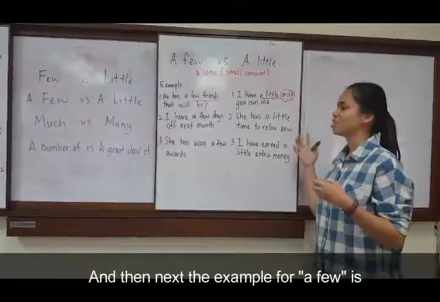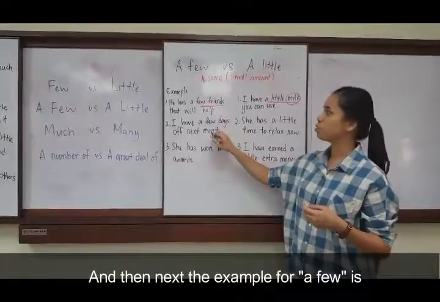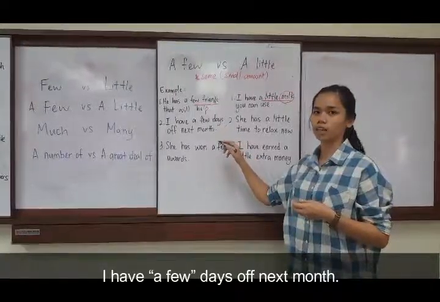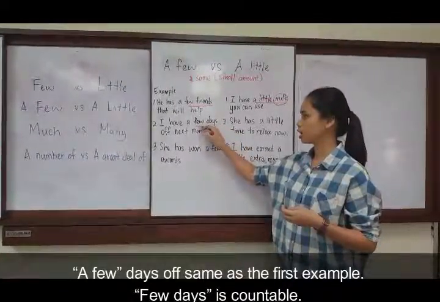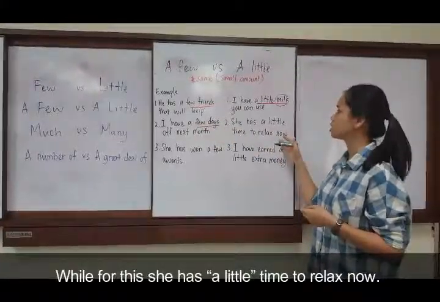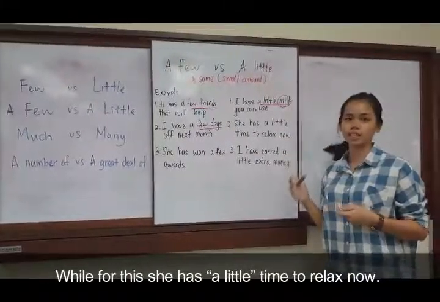And then next, an example for a few is, I have a few days off next month. A few days off. Same as the first example, few days is countable. While for this, she has a little time to relax now.